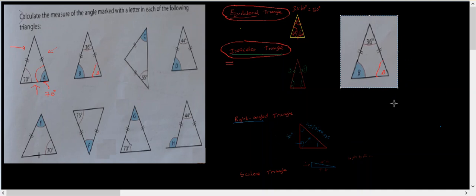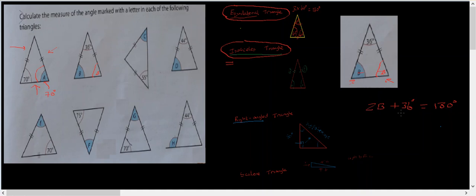So we know that 2b, so this is these two angles, this angle and this angle. We've two of them, so we multiply by 2. So 2b plus 36 degrees is equal to 180 degrees. We know that because, remember, the three angles in a triangle have to add up to 180 degrees. So 2 times this angle, as these two angles are equal to each other, plus this angle, adds up to 180 degrees.